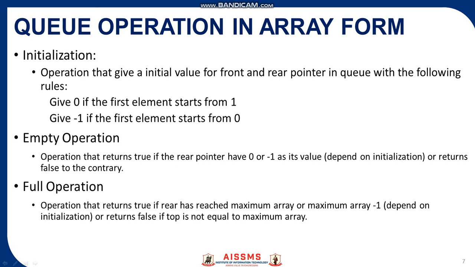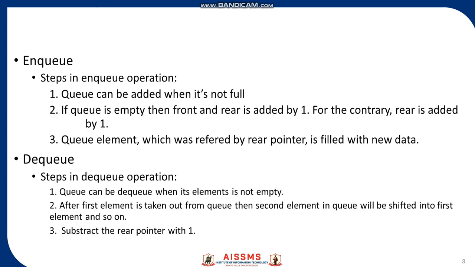In the same way, the full operation returns true if rear has reached maximum array or maximum array -1. If you gave 0 here, then it is maximum array, and if you gave -1, then it is maximum array -1. Otherwise it returns false if rear is not equal to maximum array. These are the two most important operations in queue, enqueue and dequeue.